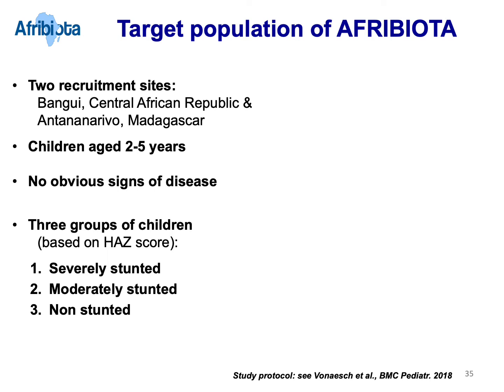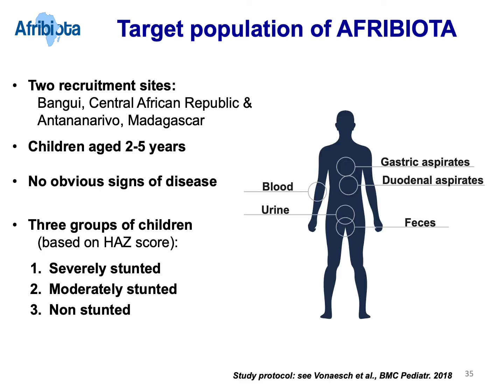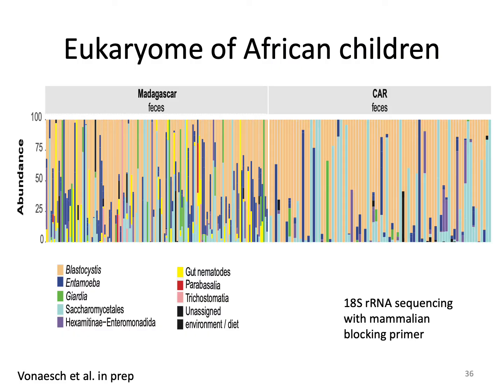So what do we find? What does the eukaryotic community look like in these children? We see many of the same players popping up as we did in that earlier, much smaller study, where you have lots of Blastocystis across both populations.